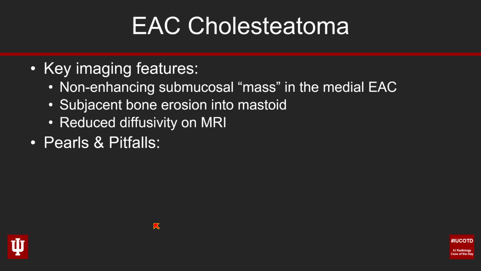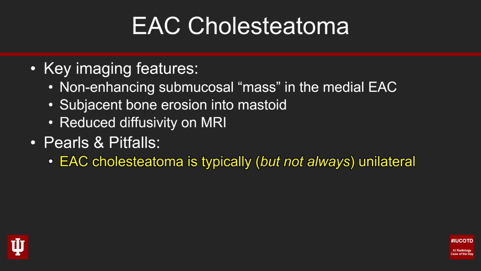There are some pearls and pitfalls to consider with cholesteatomas in the EAC. If you look at textbooks, these are typically reported as a unilateral finding, and that's the case in the majority. Now, on multiple instances, I have seen bilateral external auditory canal cholesteatomas. So if you see a unilateral lesion, that helps you to convince yourself that you may be dealing with an EAC cholesteatoma. Just know they're not always a unilateral finding. On rare occasion, you'll see them bilaterally.